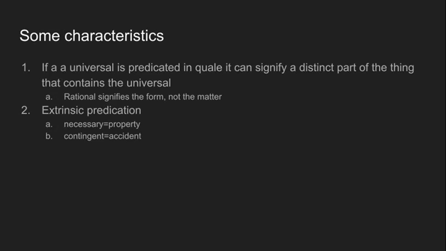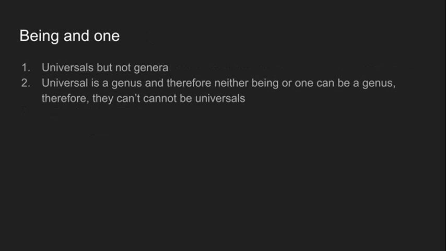This is the classic example. So risibility is the ability to laugh. Any being which has rationality will be capable of laughter. It's necessarily something that flows from the rationality, whereas being 5'3" is not necessary, though it may happen contingently. So risibility is a property, and height is an accident.